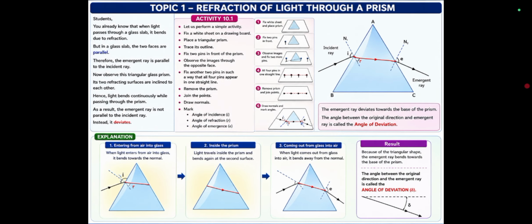The first topic is refraction of light through a prism. Students, you already know that when light passes through a glass slab, it bends due to refraction. But in a glass slab, the two faces are parallel. Therefore, the emergent ray is parallel to the incident ray. Now observe this triangular glass prism.